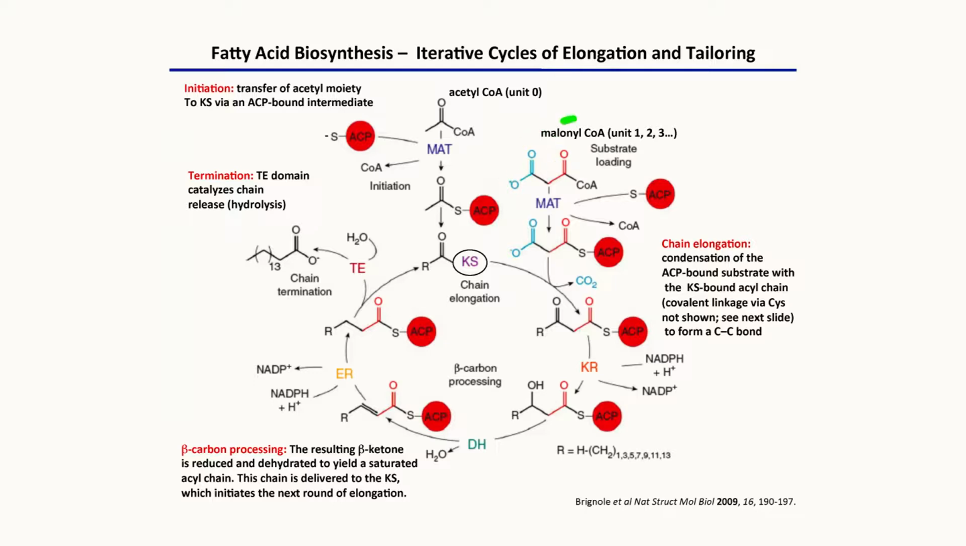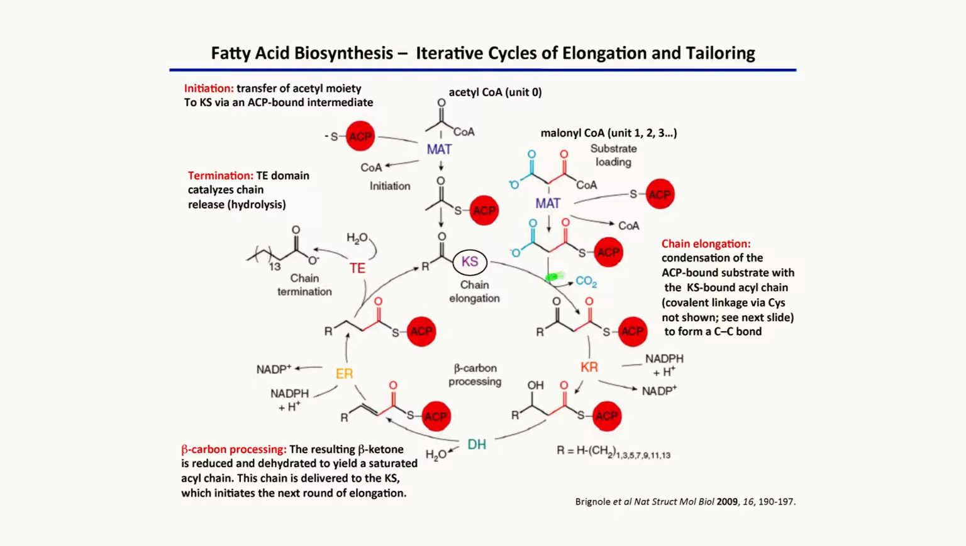Okay, we need to have this extender unit also transferred to an acyl carrier protein via the action of an AT. So we see loss of the CoA. Here we have the acyl carrier protein with the PPANT arm. It's not a squiggle here. It is in the next one with this malonyl unit loaded. There's a decarboxylation.